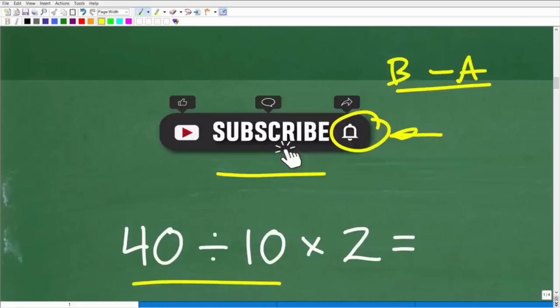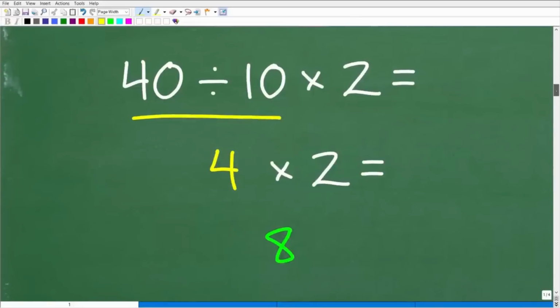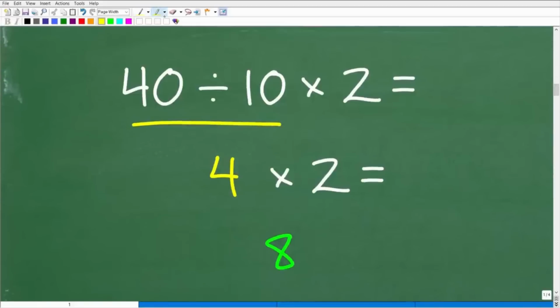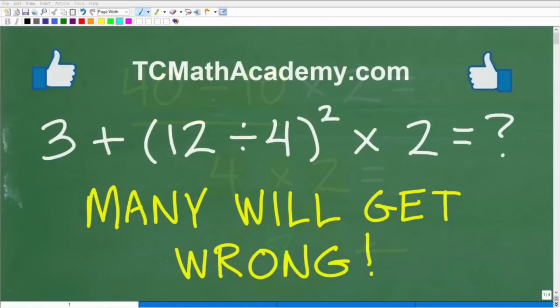But anyways, back to the problem. So now that we understand the correct order of operations, this is super easy. And so we got 40 divided by 10, that is 4. So now we have 4 times 2. There's nothing more to do in this problem other than this multiplication. So 4 times 2, of course, is 8.